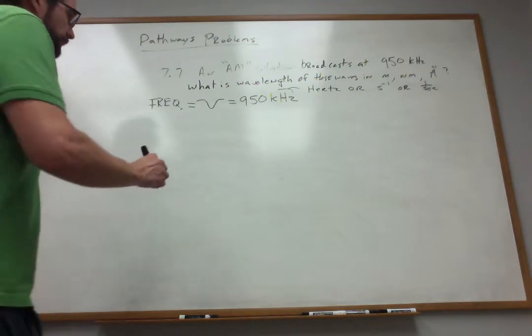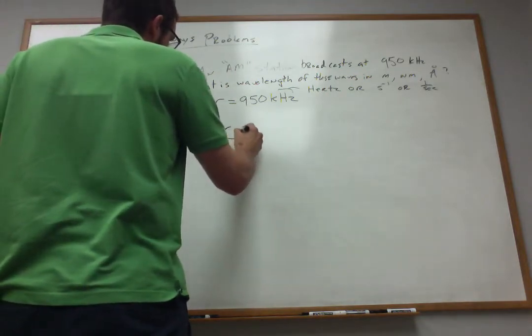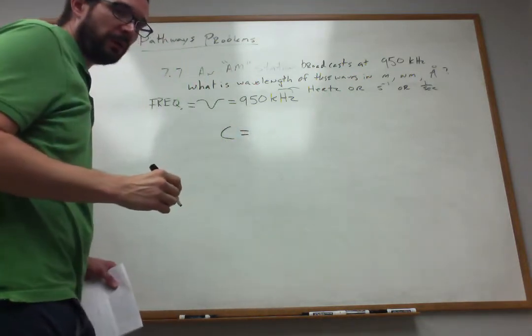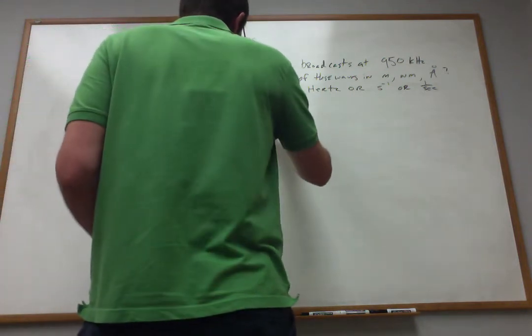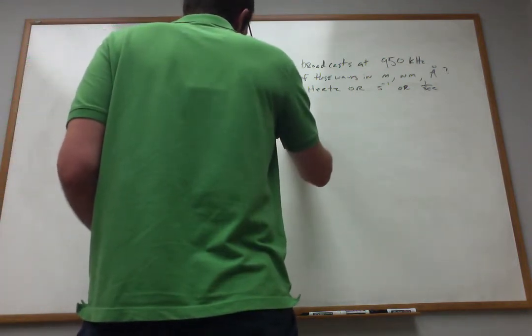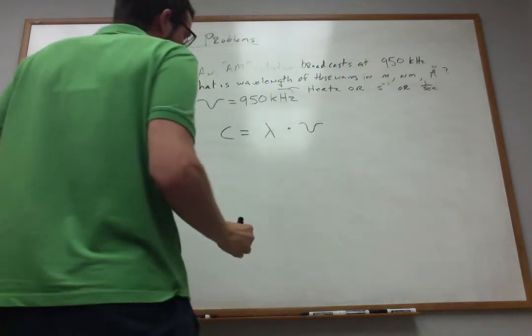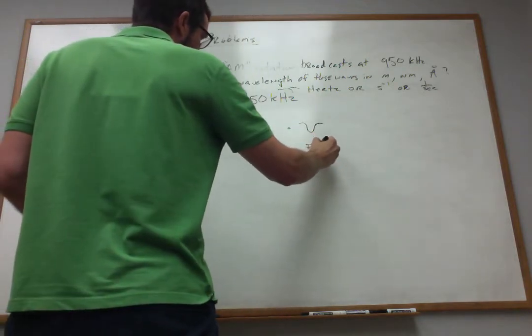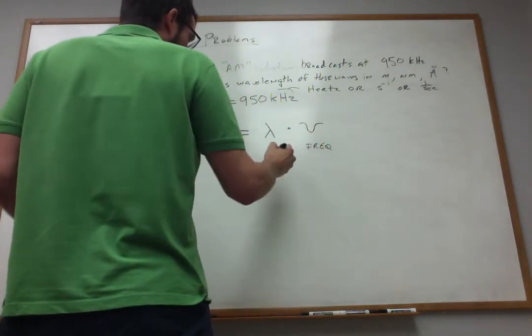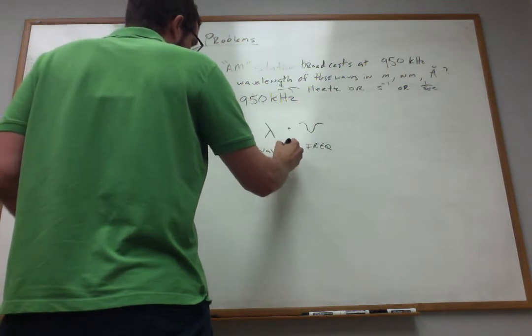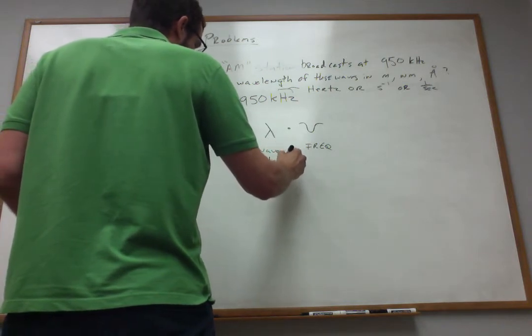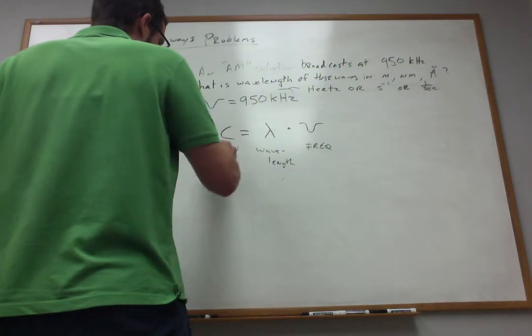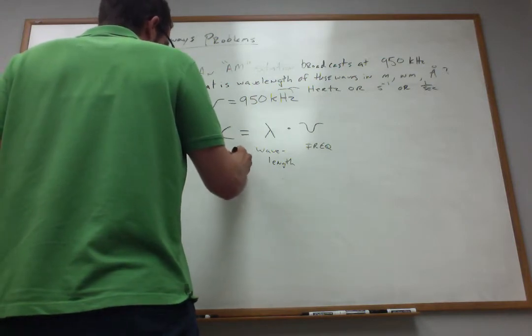Well, how do we do that? We do it through one of the most fundamental wave equations, okay? That is the product of the frequency times the wavelength yields the velocity of the wave.